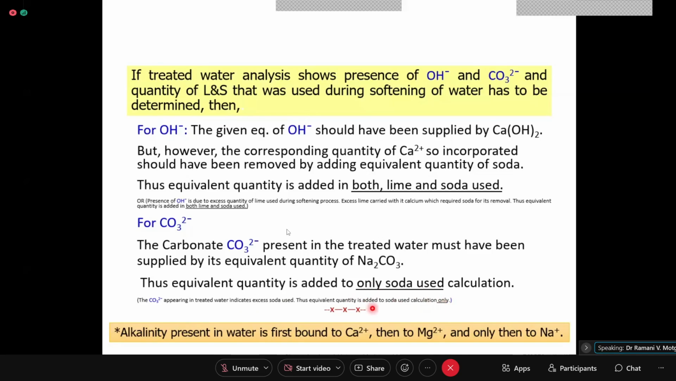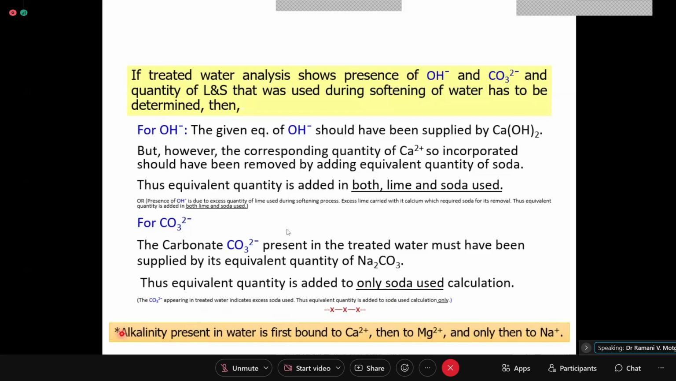For the time being, you will not be getting a clear idea why madam is saying carbonate appearing in treated water indicates excess soda. If it is excess soda, why are we adding it here? I'll explain to you when we solve some numericals.